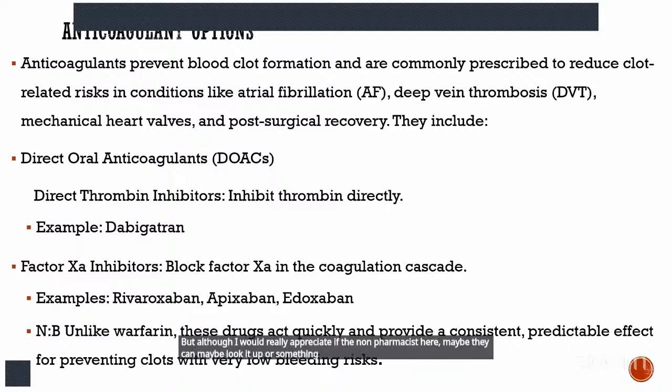But the idea is that anticoagulants act on these clotting factors. For instance, when the injury happens, the first thing activated is the tissue factor, which goes on to activate factor 7. Factor 7 goes on to activate factor 10. Factor 10 is the bridge between the intrinsic and the extrinsic pathway, and so on. Because of time, anticoagulants prevent blood clot formation and are commonly prescribed to reduce clot-related risk in conditions like atrial fibrillation, deep vein thrombosis, and so on.